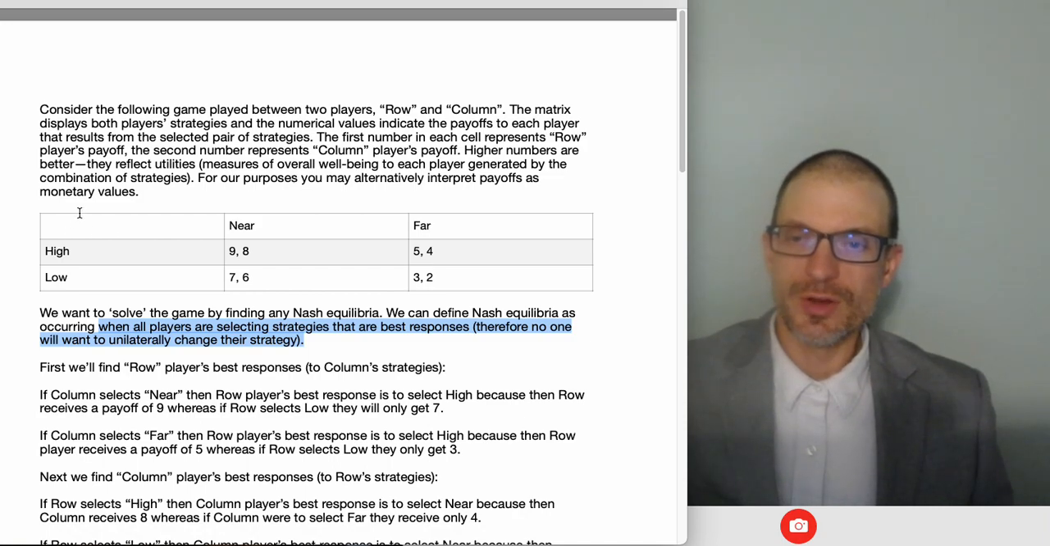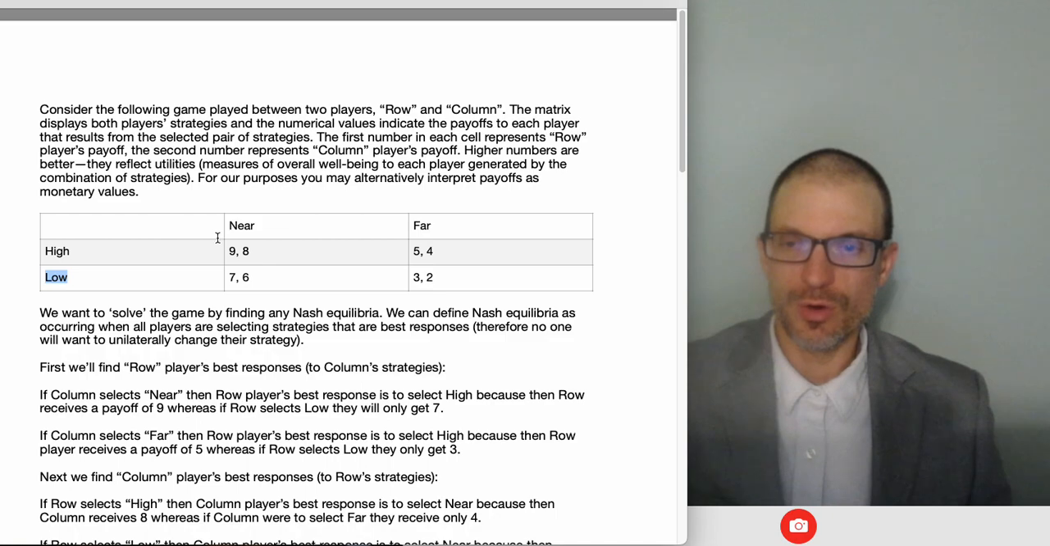So here I've got two players. I've got row player who can select high or who can select low, column player who can select near or who can select far. And I've got their payoffs in the table. You can think of these as like utility values, like well-being that happens as a result of the combination of strategies for the players. You can think of it as like money or something.